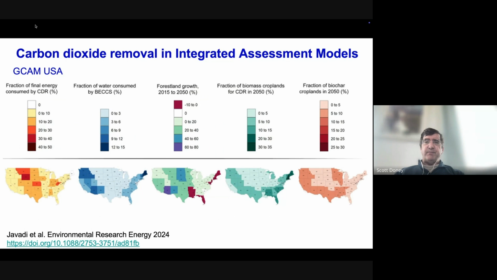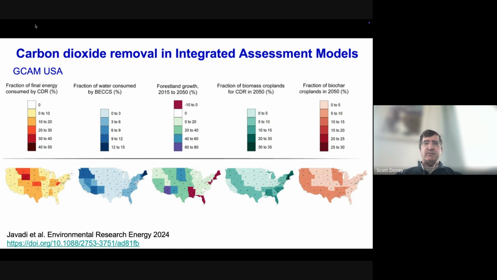Next slide, please. And then, of course, you can dig down. This is looking at a variety of different impacts for the same national goal at the state level. So it goes from final energy consumed by carbon dioxide removal, fresh water consumed, forest land growth, croplands, and biochar. And so I think there's a lot of potential connections between what we're doing in the integrated assessment space and what's being done in CSM as we're developing different scenarios for thinking about carbon dioxide removal.